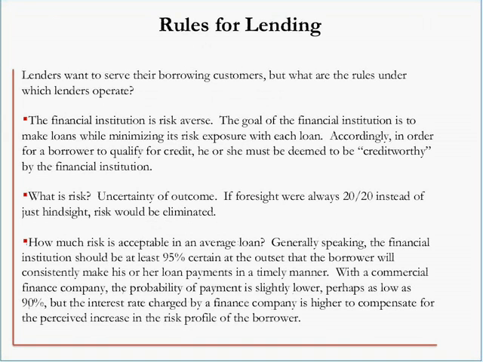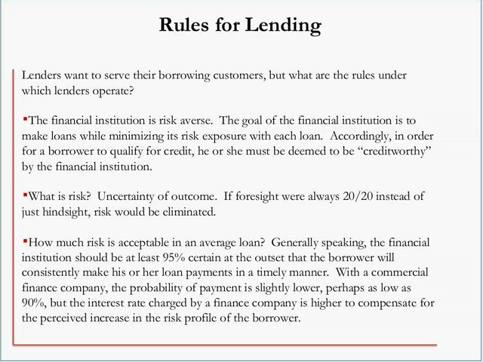All right, we got some rules of lending here. Lenders want to serve their borrowing customers, but what are the rules under which lenders operate? First of all, the financial institution is risk averse. The goal of the financial institution is to make loans while minimizing its risk exposure with each loan. Accordingly, in order for a borrower to qualify for credit, he or she must be deemed to be creditworthy by the financial institution.